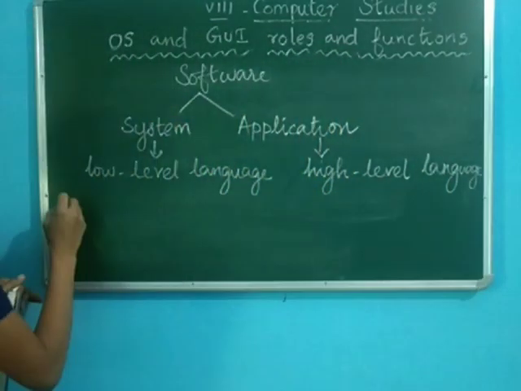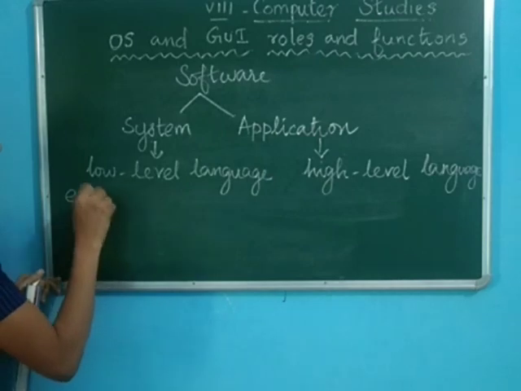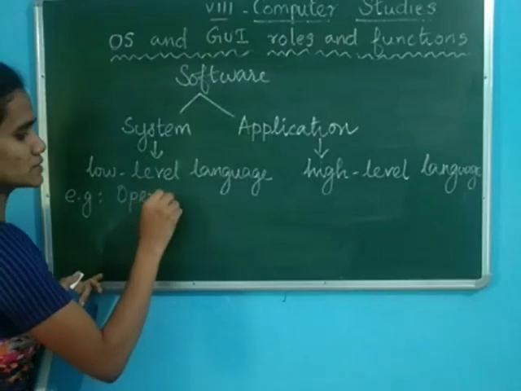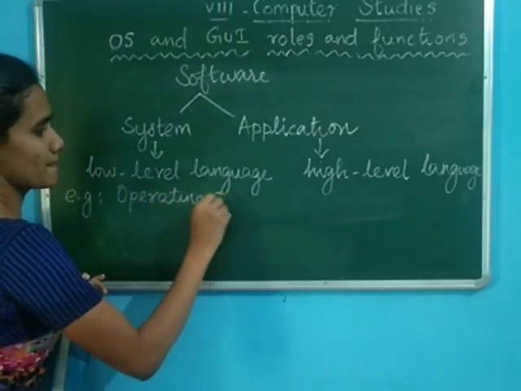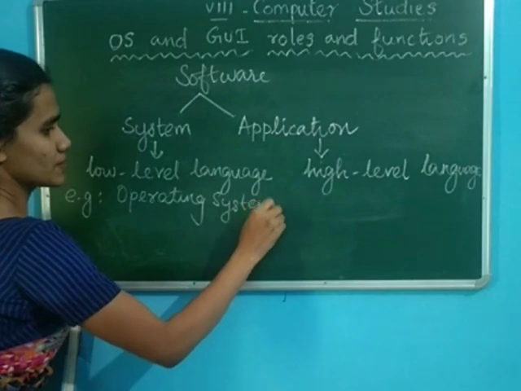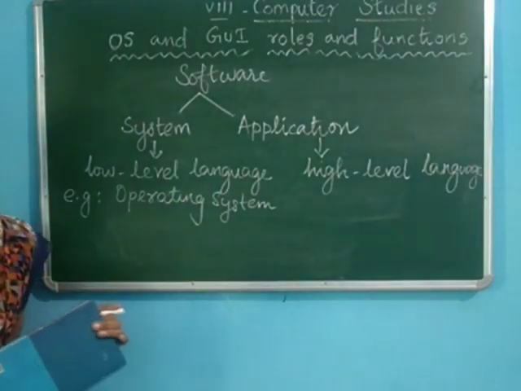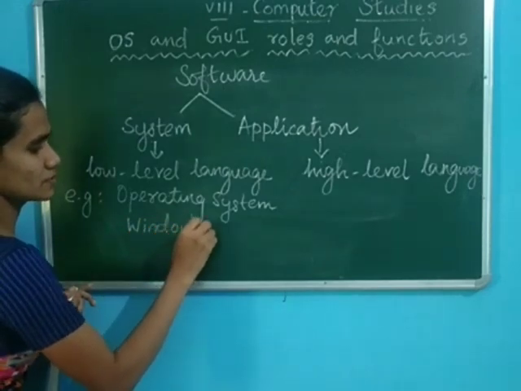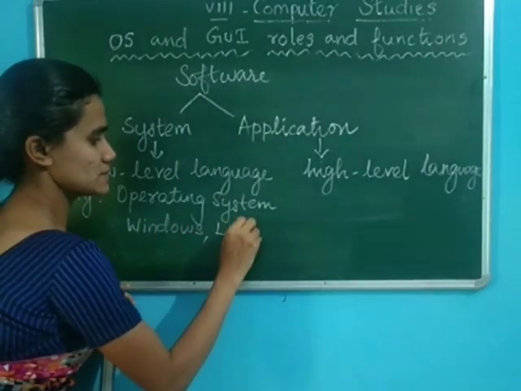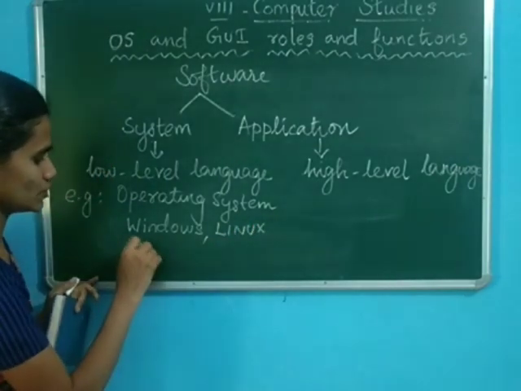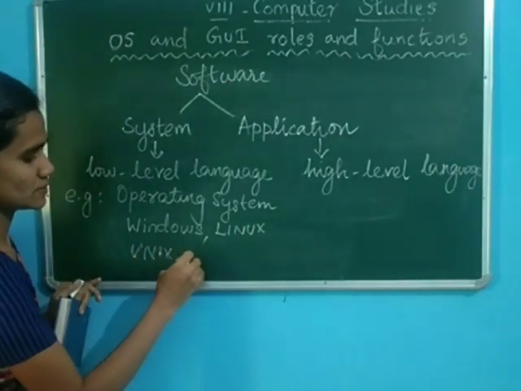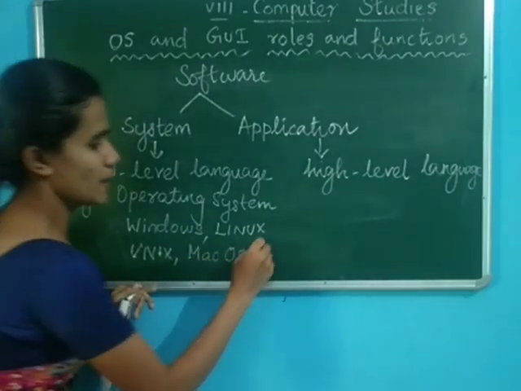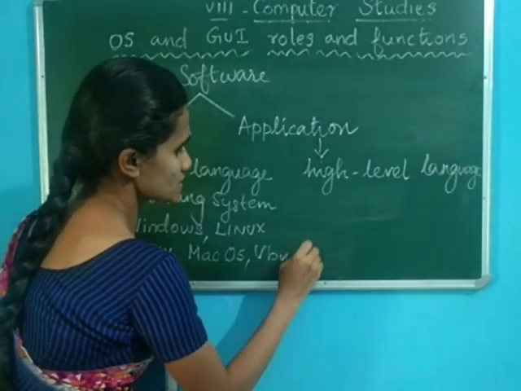Now we will consider the example for system software. An example for system software is the operating system. What are the various operating systems we know? Windows, Linux, Unix, Mac OS for the Apple company, and Ubuntu, which is a free OS.